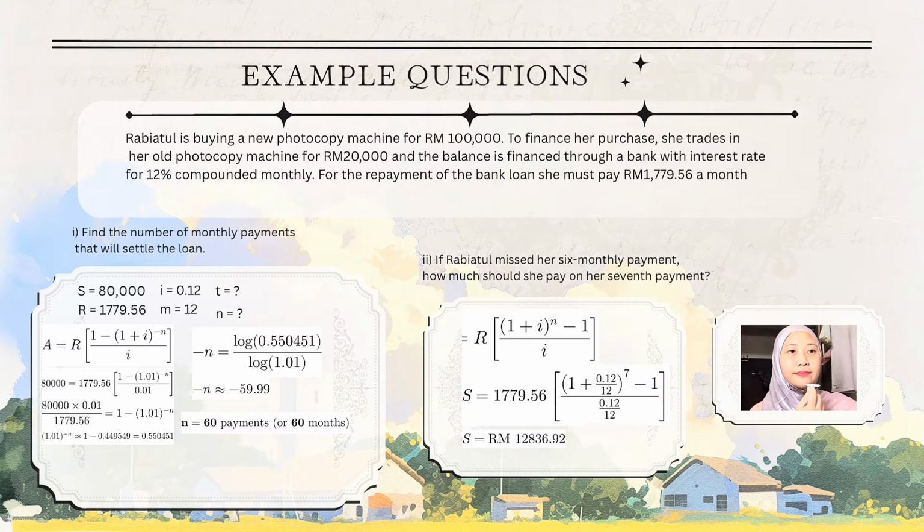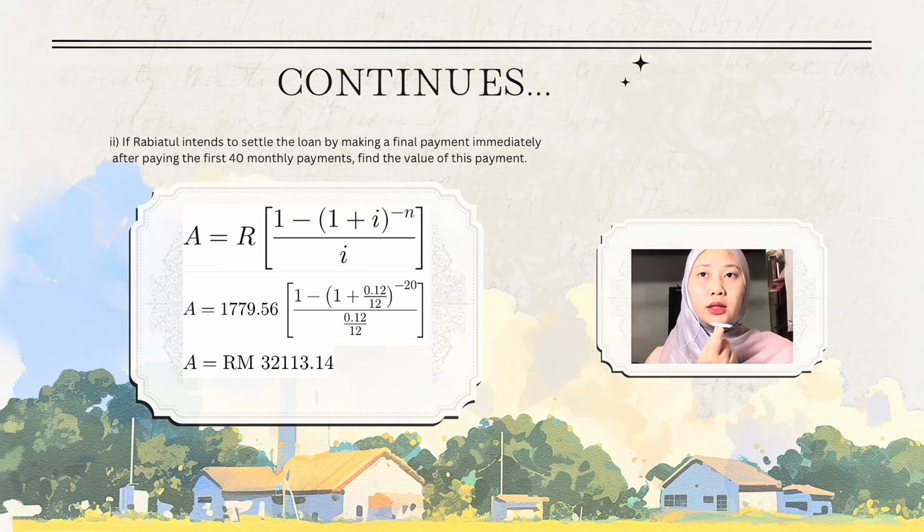S equal to RM 12,836.92. Last question. If Rabiatul intends to settle the loan by making a final payment immediately after paying the first 40 monthly payments, find the value of this payment. We use the formula A equal to R times (1 minus (1 plus I) to the power of negative N) divided by I. A equal to 1,779.56 times (1 minus (1 plus 0.12 divided by 12) to the power of negative 20) divided by 0.12 divided by 12. A equal to RM 32,130.40.